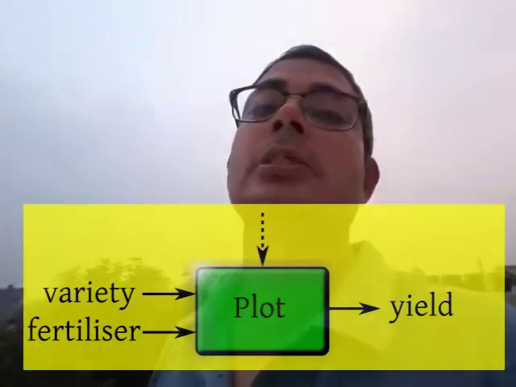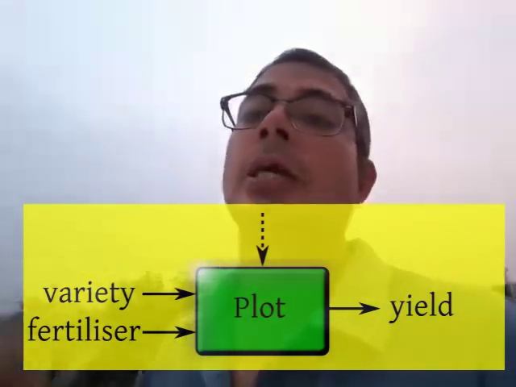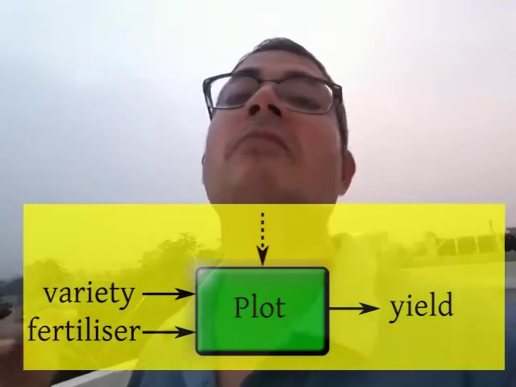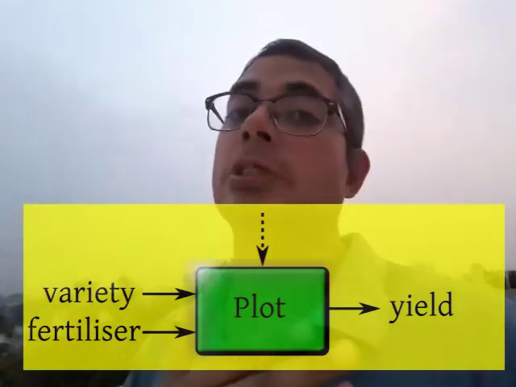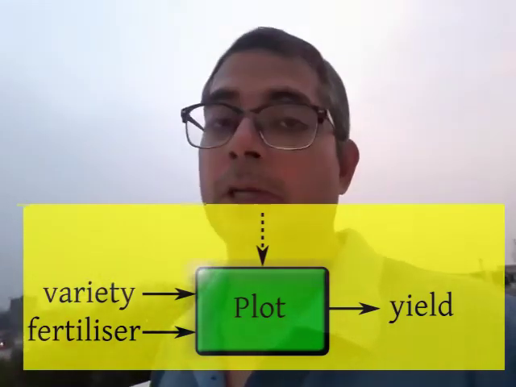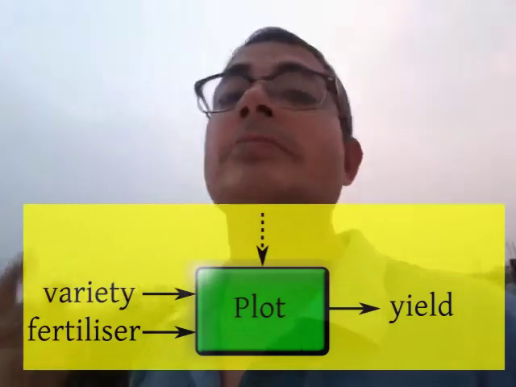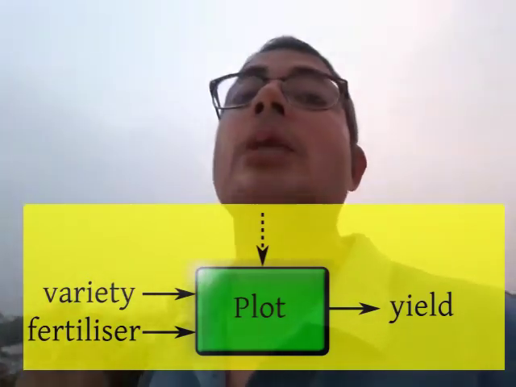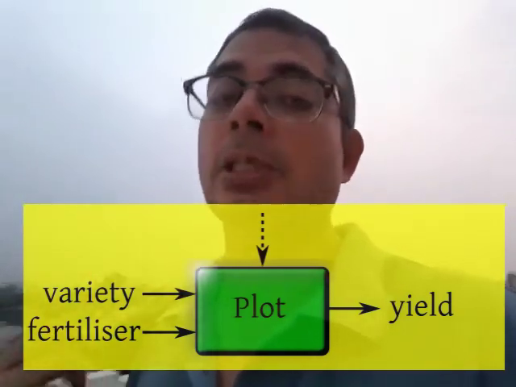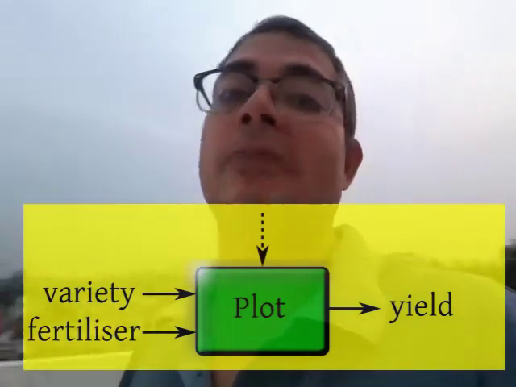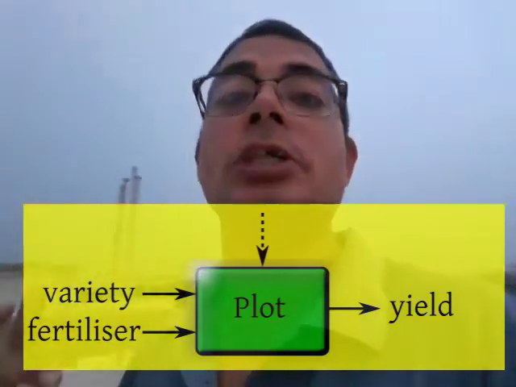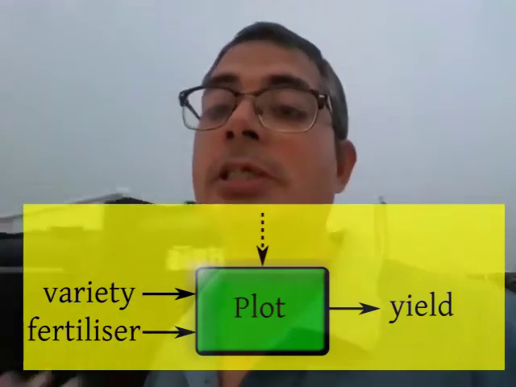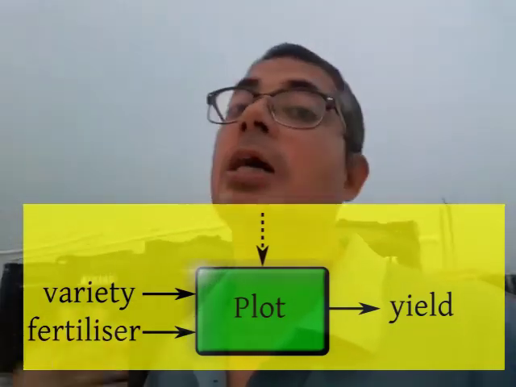Here is another one which is something that we have already used in our class. Again variety, but now instead of using tilt, I am using fertilizer and the output is still yield. What's the main difference? In that variety-tilt case, we had one treatment, variety, and one control factor. But in this case, both the things are treatments because we have consciously applied the variety. We have consciously applied the fertilizer. So both of these are treatments.